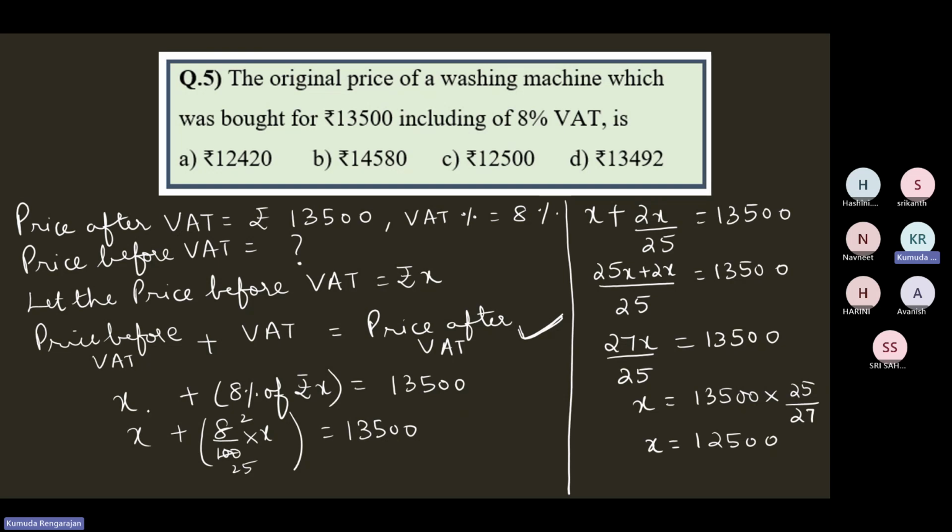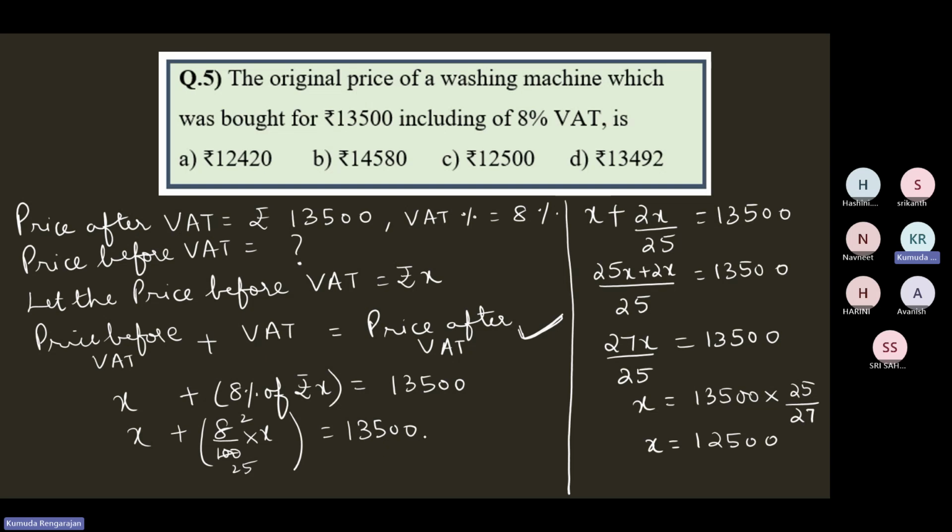What's the price before VAT? That's what we have to find. We don't know X. Plus, how will you compute VAT? How do you find VAT? It's 8% of the price before VAT. So 8% of X. When you add these two, what will you get? You'll get the price after VAT, but that is given: 13,500.